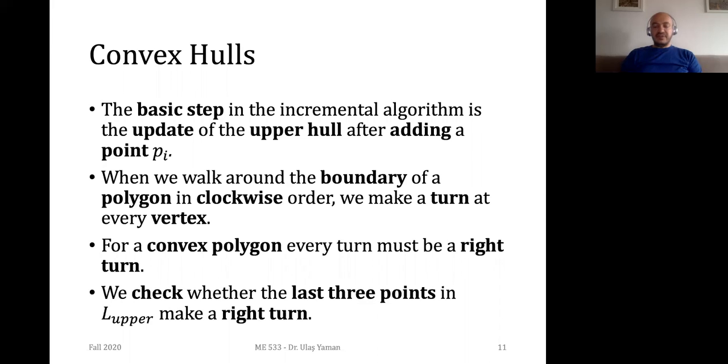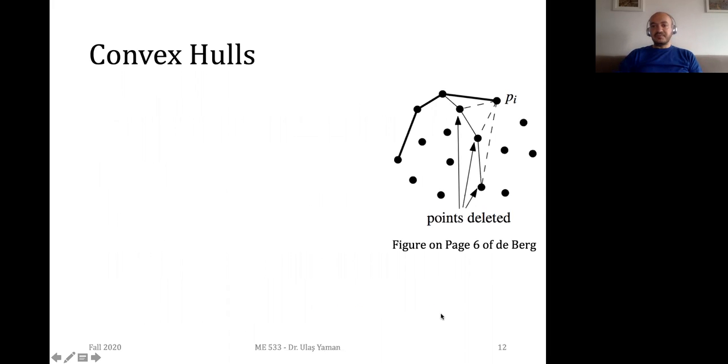And so that's why we will always be checking the last 3 points. With the help of these last 3 points, we'll decide whether that portion is making a right turn or a left turn. If it's a left turn, then we need to do modifications. But if it's a right turn, then we can keep them in our upper hull and move on with the next points. Now I will try to illustrate this issue.